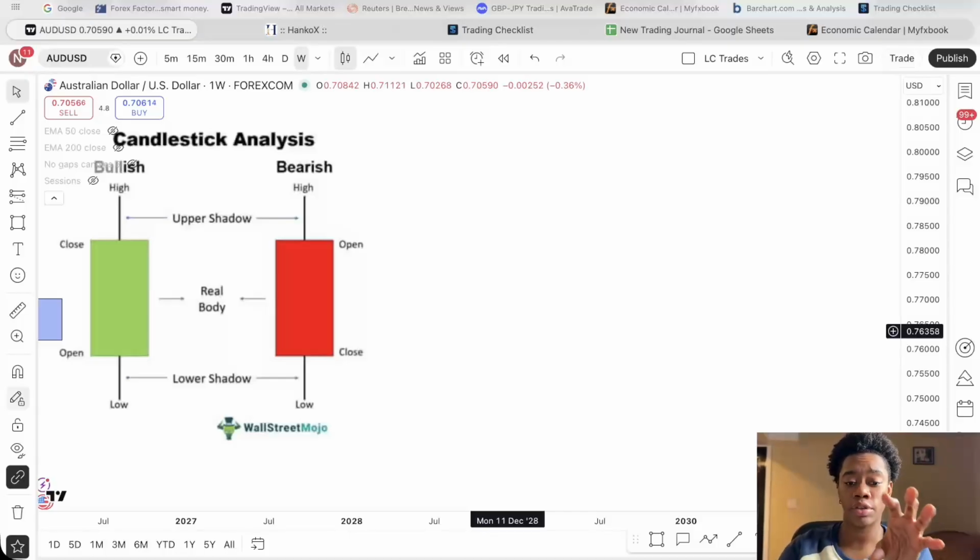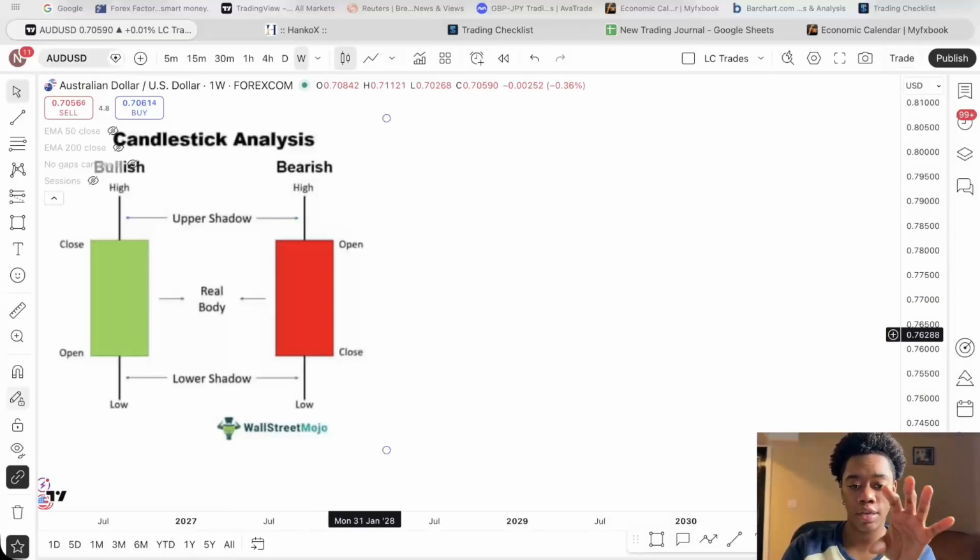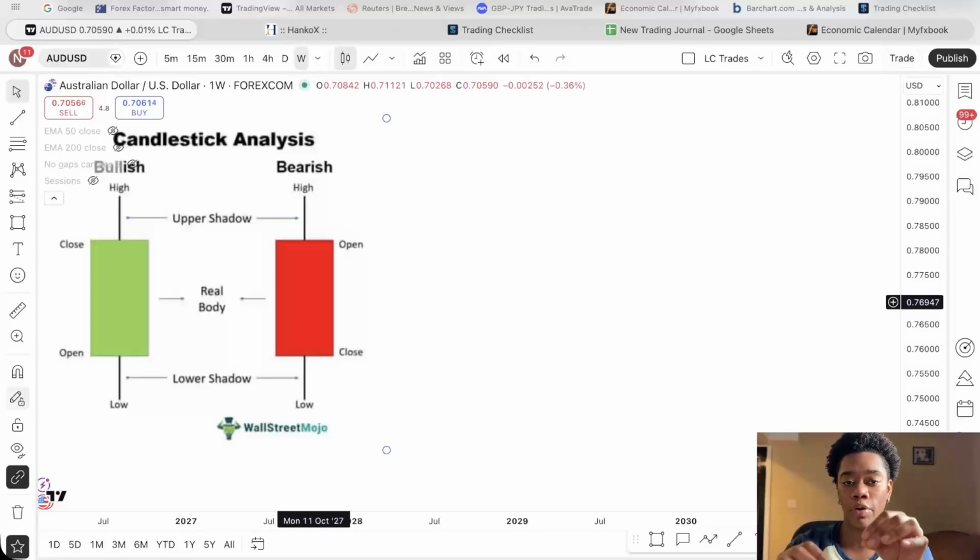What really matters is the body. The body of the candle matters because that's literally where price opened and closed. That is the strongest position of the candle. The wicks just show you where price previously was, but the body is what held price. It has an open, it has a close. That is it. That is stamped in time and history.